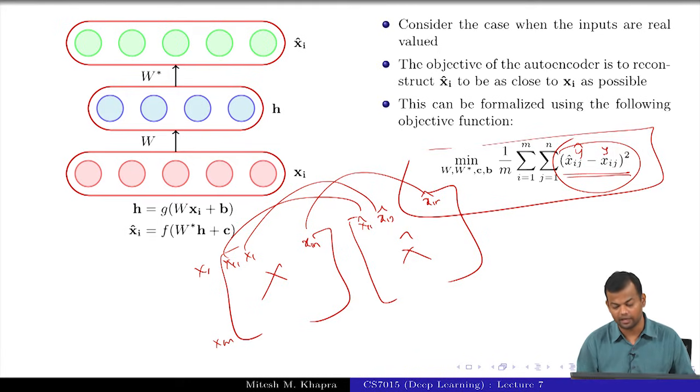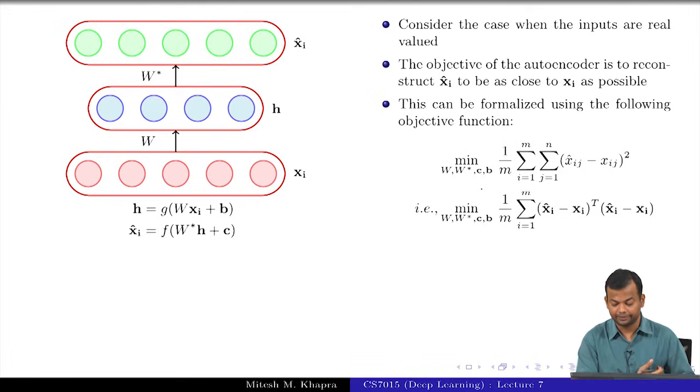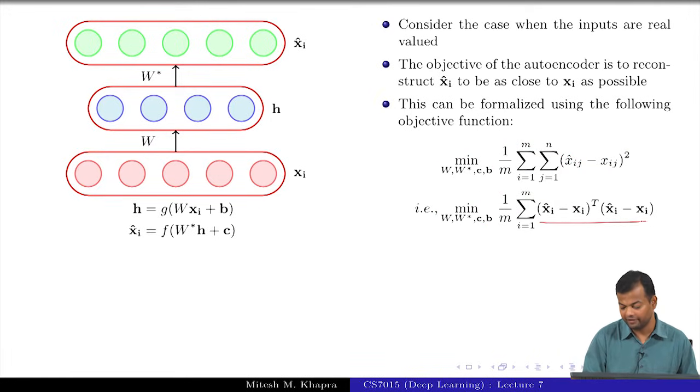So, there is no y here, we just have the x. Okay. And the parameters of the objective function are of course all the parameters that we have in our network, which is w, w star, c and b. Okay. And the matrix or the vector way of writing this is the following.